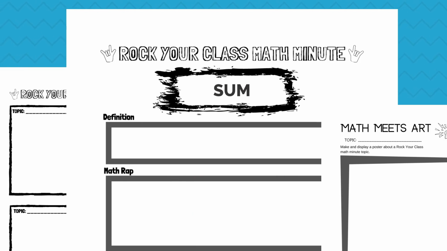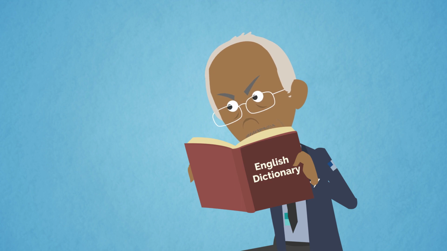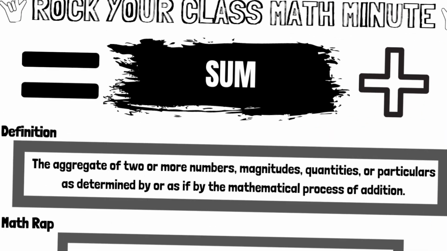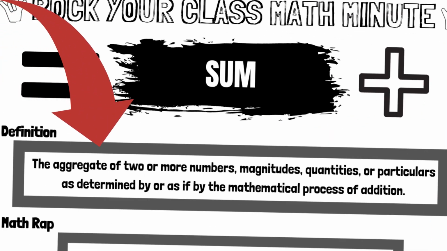Sum. What does the dictionary say? The aggregate of two or more numbers, magnitudes, quantities, or particulars as determined by or as if by the mathematical process of addition.